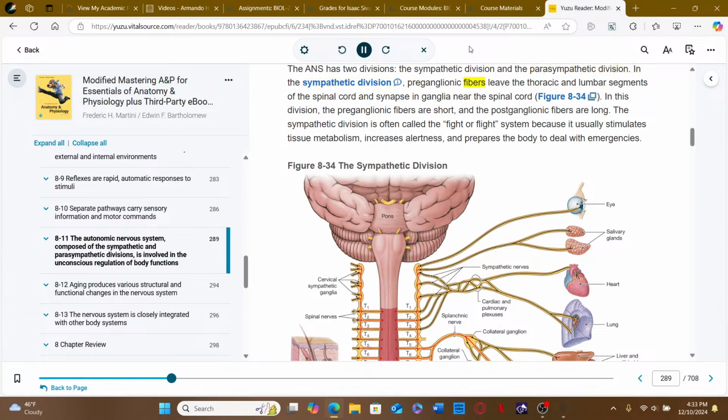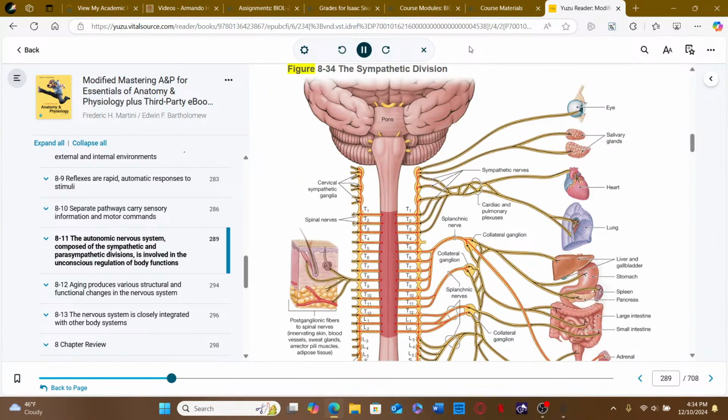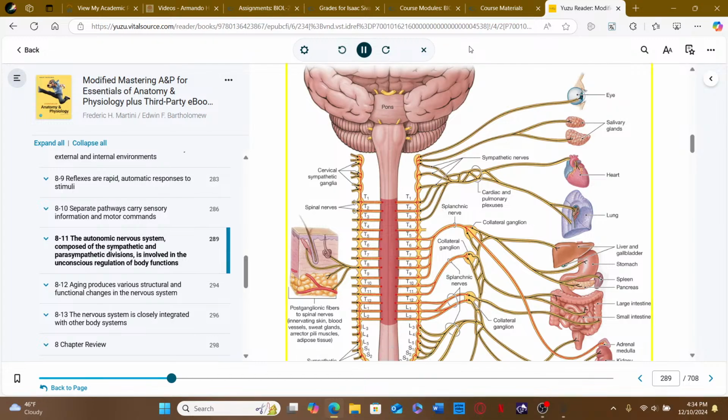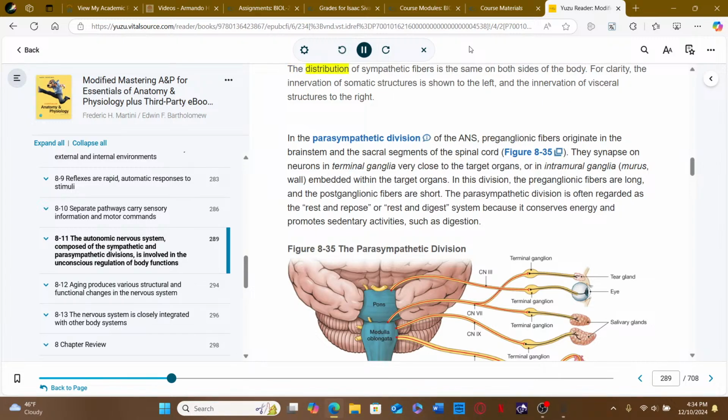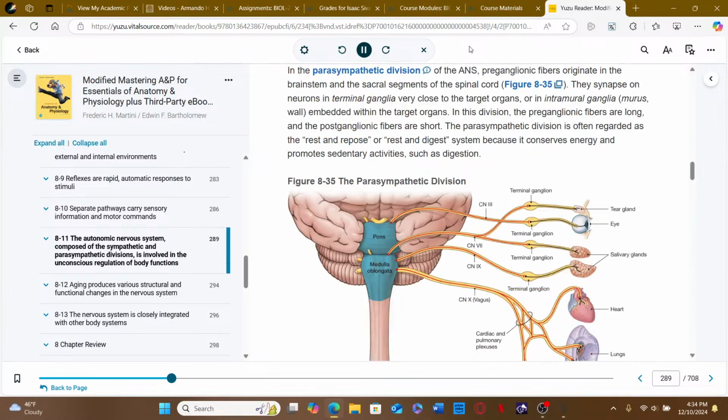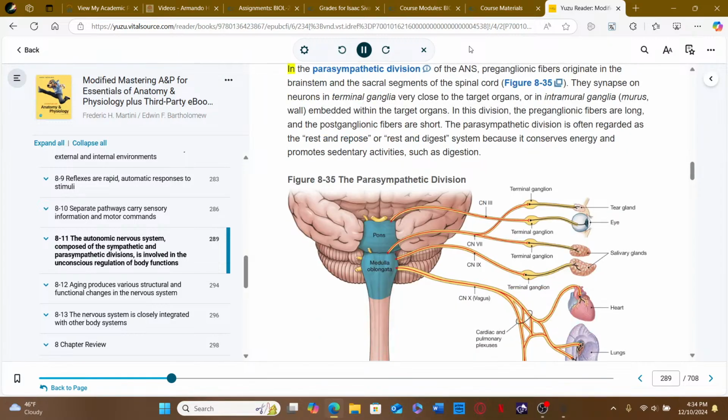In the sympathetic division, preganglionic fibers leave the thoracic and lumbar segments of the spinal cord and synapse in ganglia near the spinal cord, Figure 8-34. In this division, the preganglionic fibers are short, and the postganglionic fibers are long. The sympathetic division is often called the fight or flight system because it usually stimulates tissue metabolism, increases alertness, and prepares the body to deal with emergencies. Figure 8-34, the sympathetic division. The distribution of sympathetic fibers in the brain, spinal cord, and various organs. The distribution of sympathetic fibers is the same on both sides of the body. For clarity, the innervation of somatic structures is shown to the left, and the innervation of visceral structures to the right.